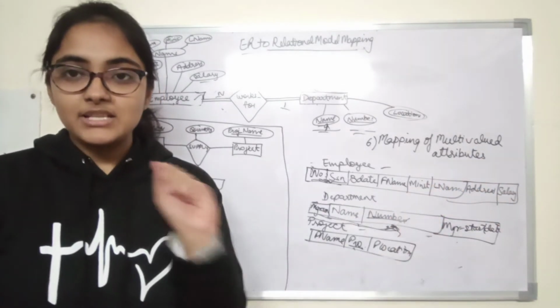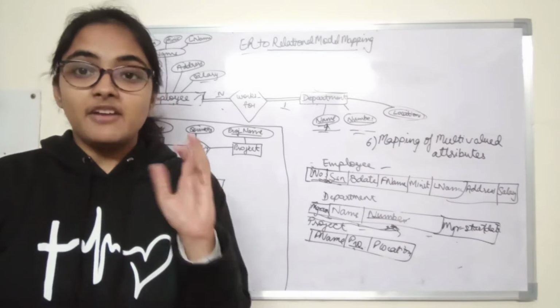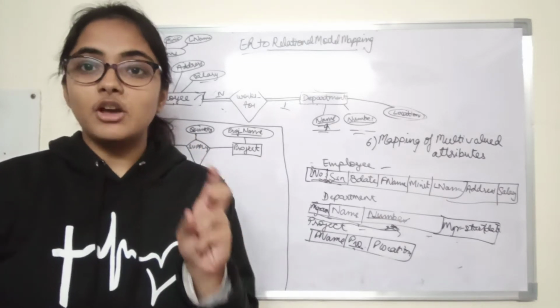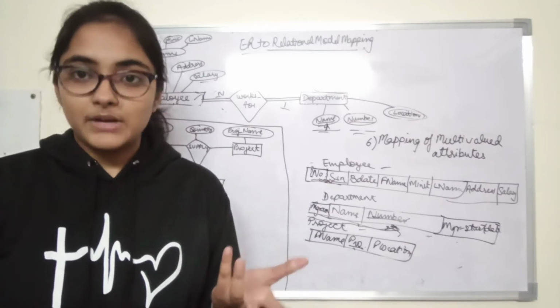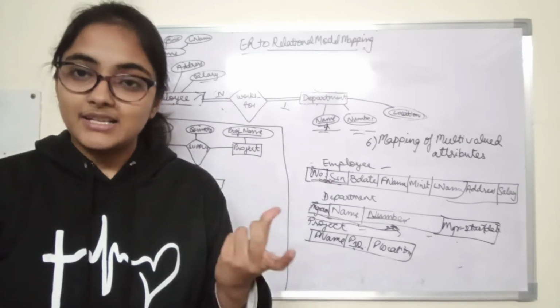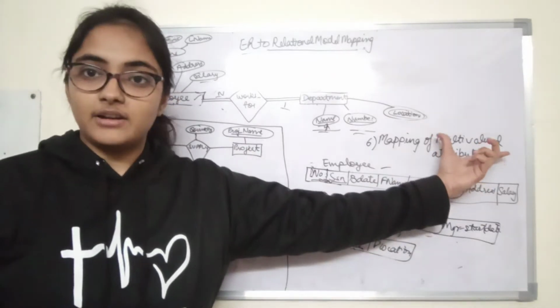When we were mapping strong entity types or weak entity types or even relationship types, whenever we created a new relation, we always talked about how to map simple attributes of the entity types or of relationship types. We never talked about multi-valued attributes.